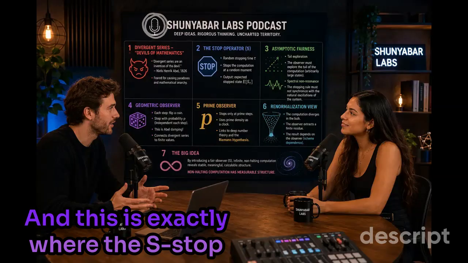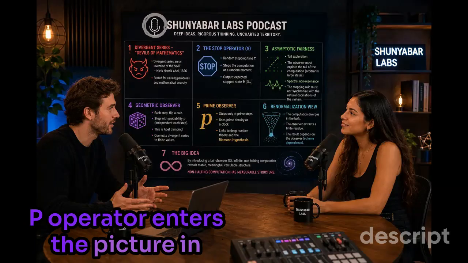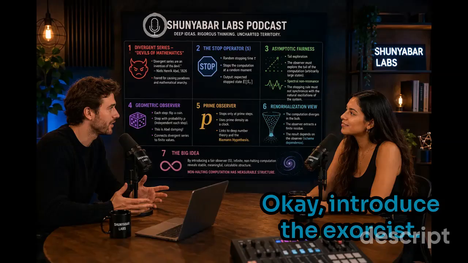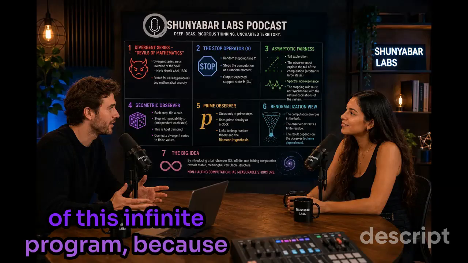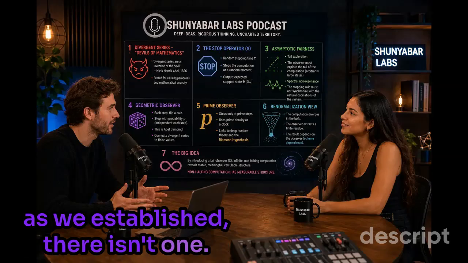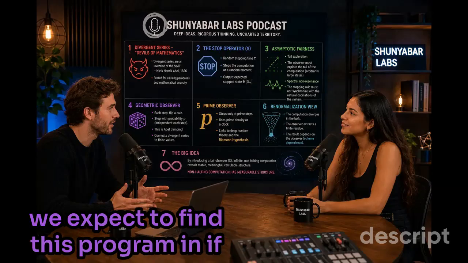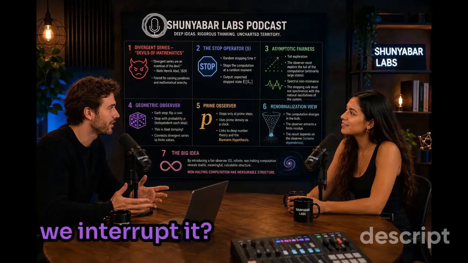And this is exactly where the STP operator enters the picture in our source text. Okay, introduce the Exorcist. The text argues that we shouldn't be asking what is the final state of this infinite program, because as we established, there isn't one. Instead, we should ask, what state do we expect to find this program in if we interrupt it?